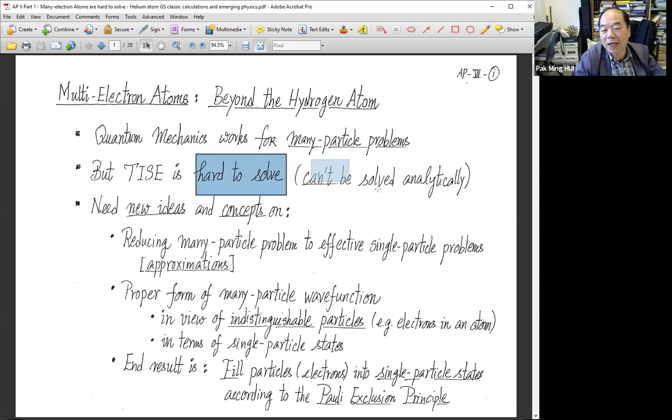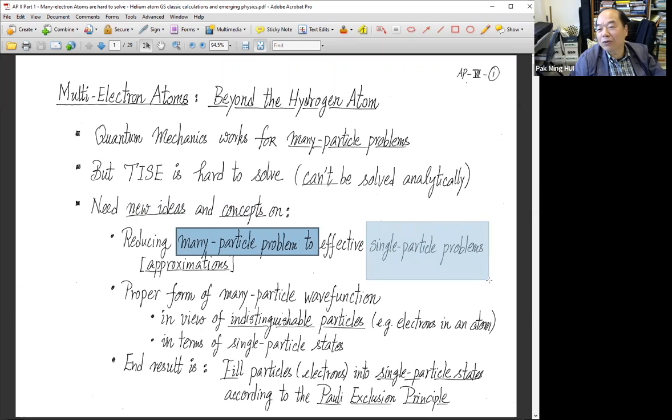Sometimes no one can do it. Okay, therefore we knew some new ideas and approximations in this part of the course. We want to reduce the helium problem or lithium problem or the uranium problem, element number 92, to some single electron Schrödinger equation. So that can only be an approximation. How can we do that?